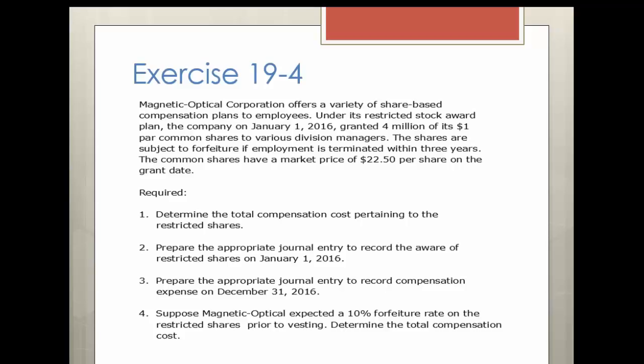Magnet Optical Corporation offers a variety of share-based compensation plans to employees. Under its restrictive stock award plan, the company on January 1st, 2016 grants 4 million of its $1 par value shares to various division managers. These shares are subject to forfeiture if employment is terminated within the 3-year period. The common shares have a market value of $22.50 per share on the grant date.